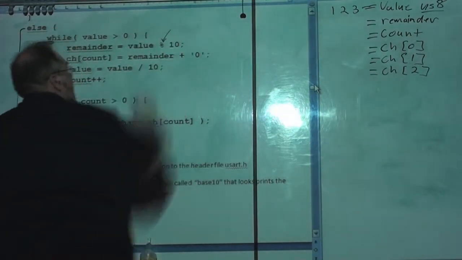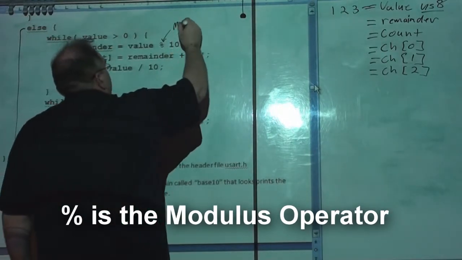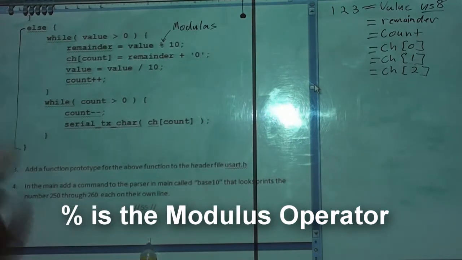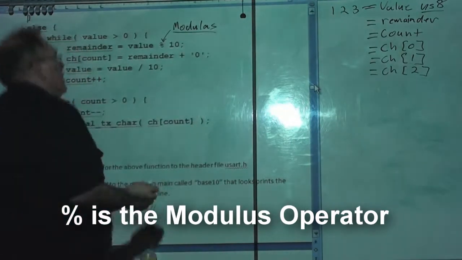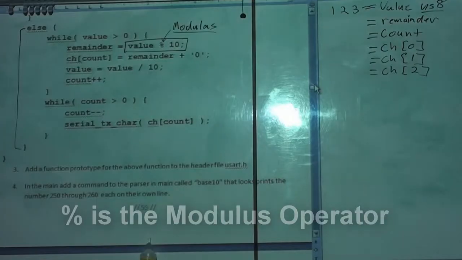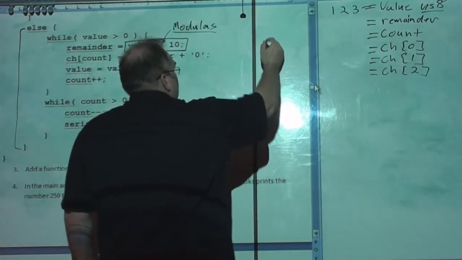Now, this is the first time you guys have seen this in this class. The percent is called the modulo operator. I'm not sure if it's spelled right. Anybody a good speller? But close enough. The modulus operator basically takes this value, divides it by 10, and returns the remainder. So this whole thing returns the remainder of 123 divided by 10.